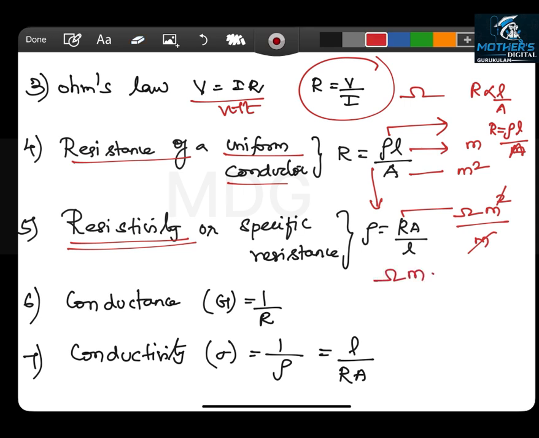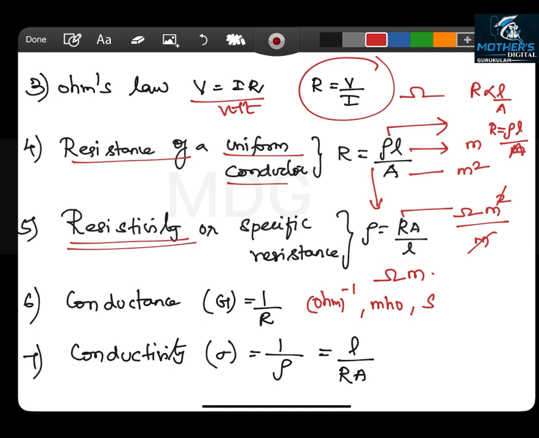The next one, conductance. Conductance is the reciprocal of your resistance. The SI unit of conductance is Siemens. Either you can write it in terms of Siemens or it is 1 by ohm. We can write it as ohm inverse or mho or Siemens. These are the SI units of conductance.